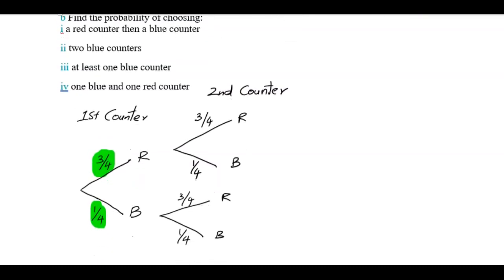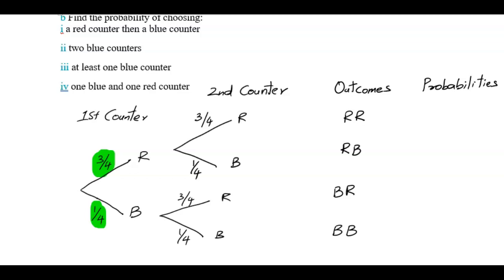So what are our options? The different outcomes we could possibly get in this experiment are a red and a red counter, a red followed by a blue counter, a blue followed by a red counter, and a blue followed by a blue counter. You might also want to work out the probabilities of these individual events. For a red and a red counter, remember what I said earlier: anytime we use the word "and," the operation involved is multiplication. So the probability of a red and a red counter is 3/4 times 3/4, which is simply 9 out of 16.